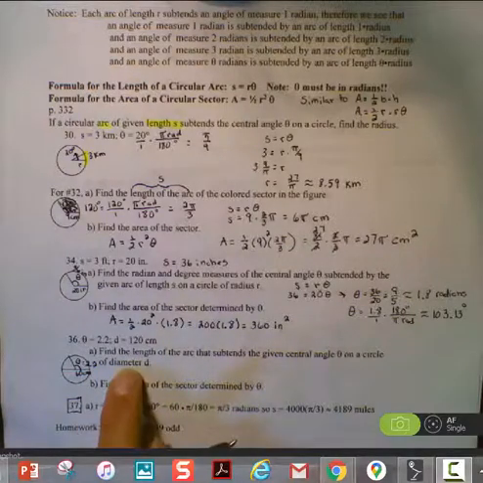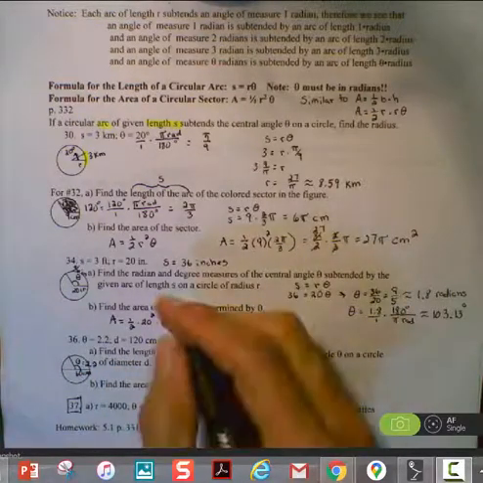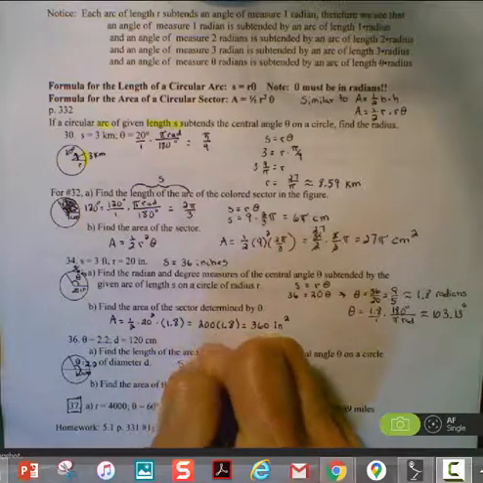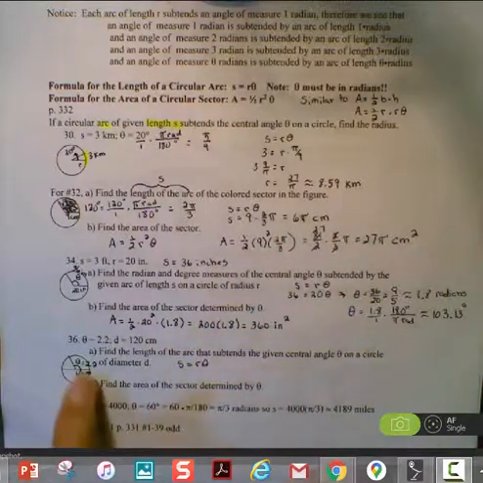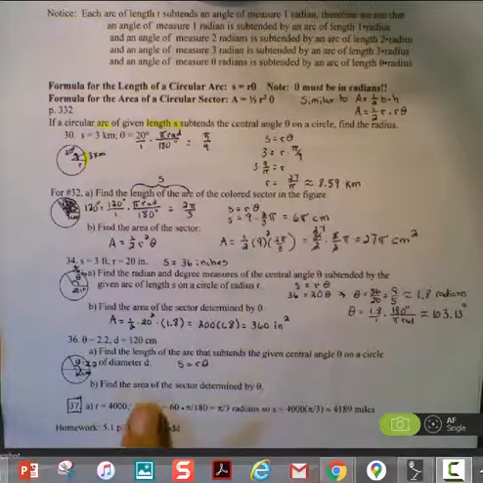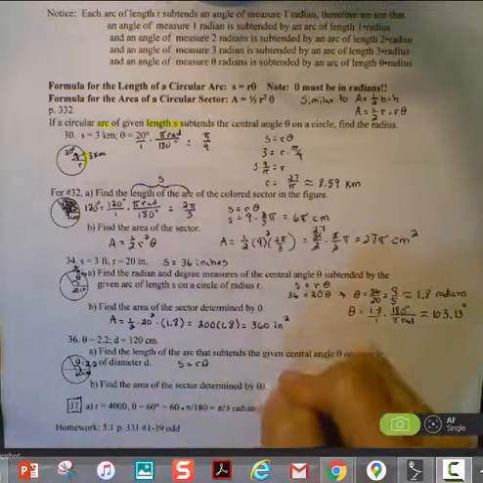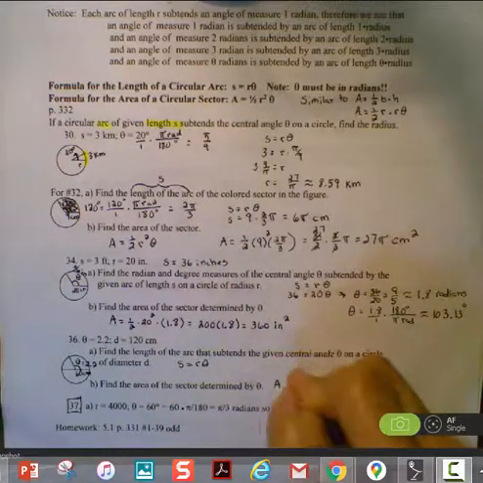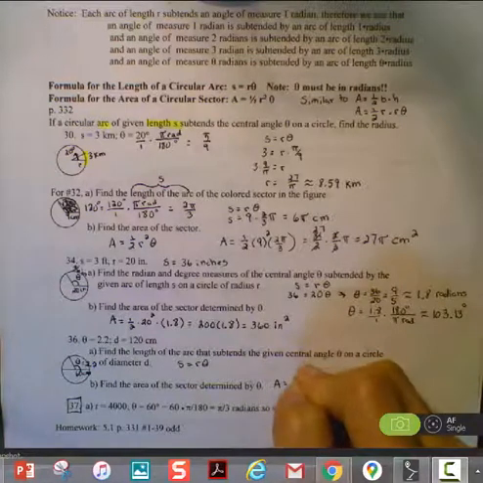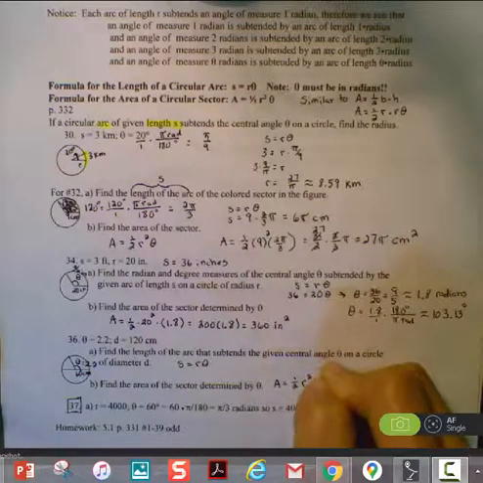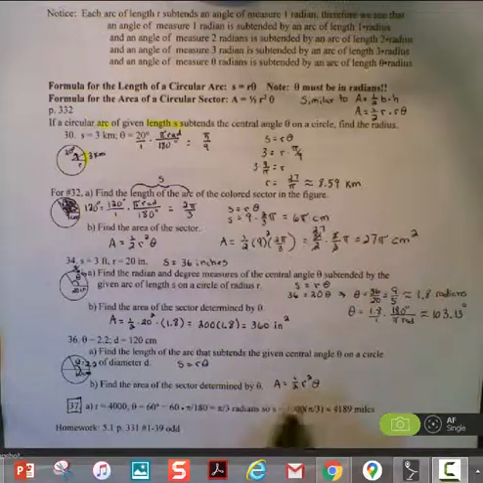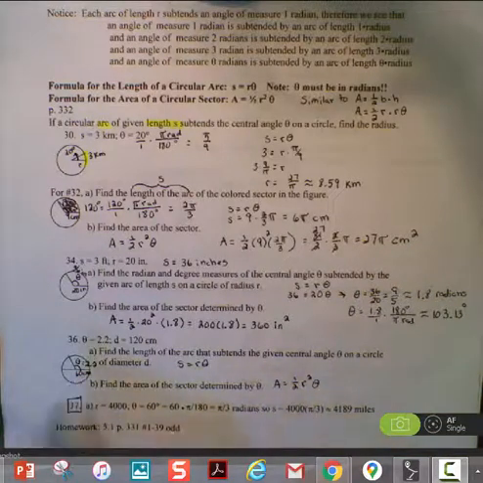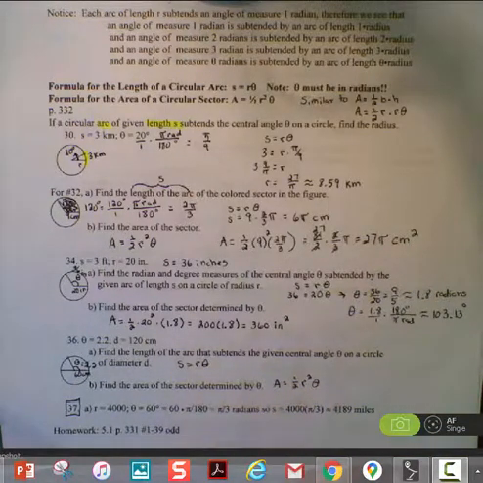The A part is looking for the arc length, so we'd use S equals R theta. Theta is already in radians. The B part says find the area of the circular sector. So we'd use A equals 1/2 R squared theta, with R being 60 and theta being the 2.2. I'm not going to punch those on the calculator.